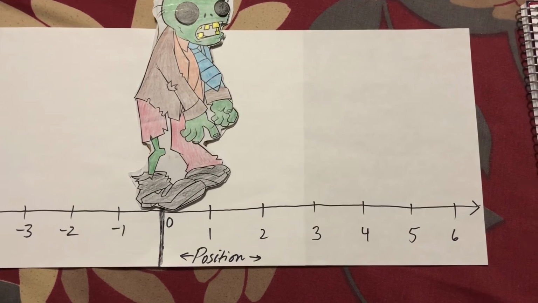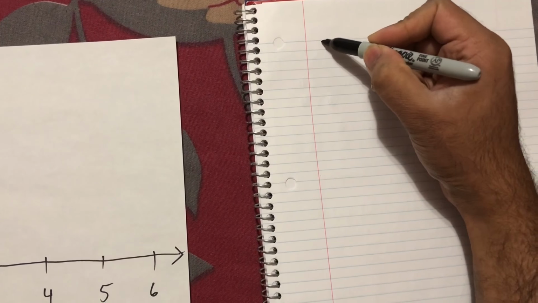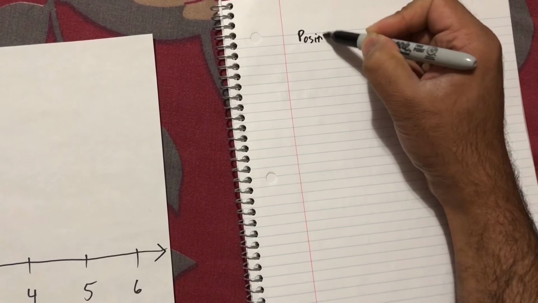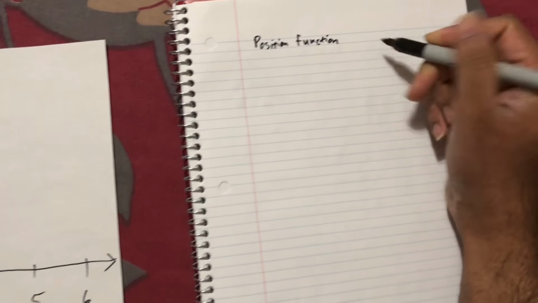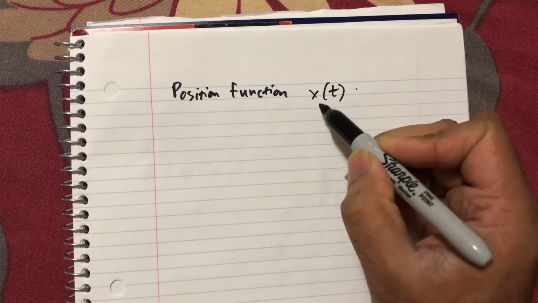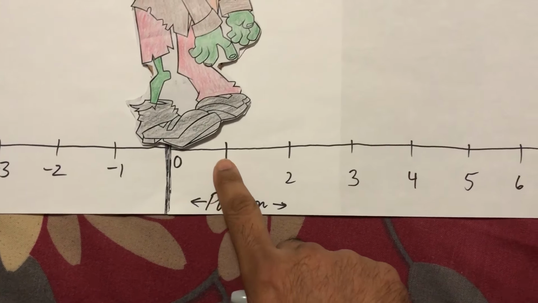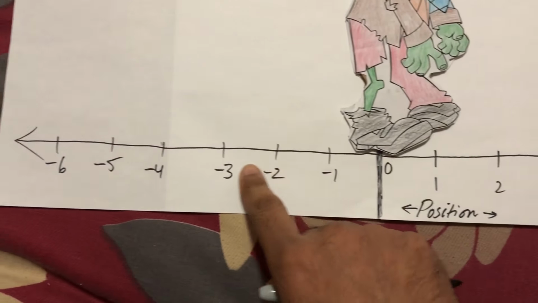Now, can that path be modeled? Yeah, most of the models will come in some sort of function form. So the position function is going to be written as x of t, x representing the position, where the object could be either going positive or negative.